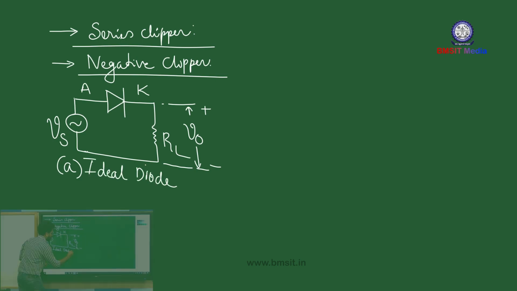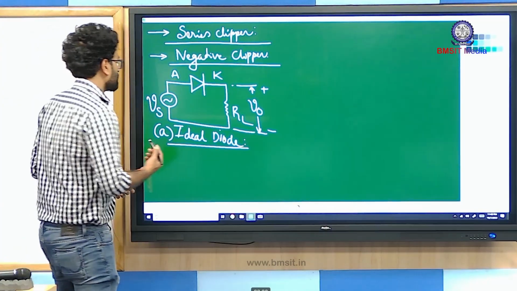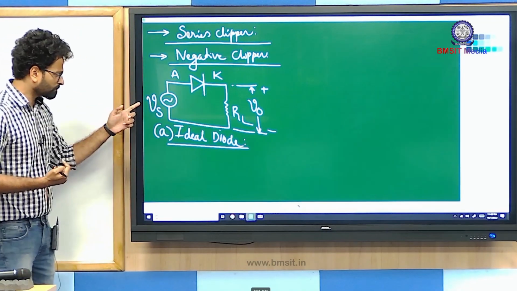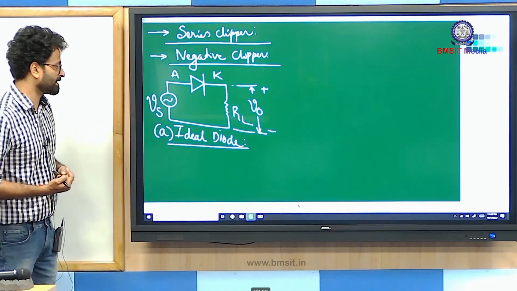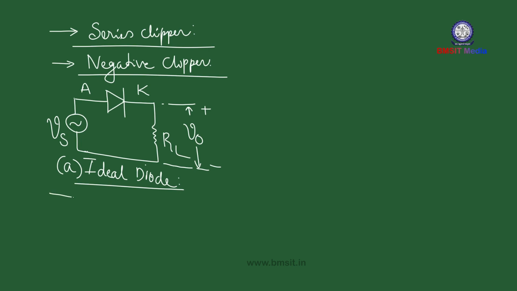So first let us consider an ideal diode. What kind of waveform are you going to get if you assume that the given PN junction diode is ideal in nature? Since Vs is a bidirectional signal, you have to follow some general steps. First you consider the analysis for the positive half cycle of the input, and then the analysis for the negative half cycle of the input. So first let us consider the positive half cycle of the input.